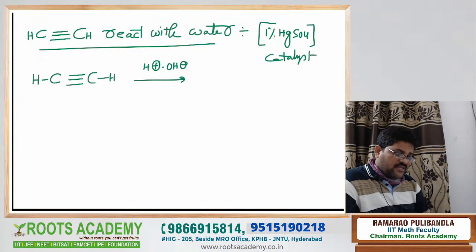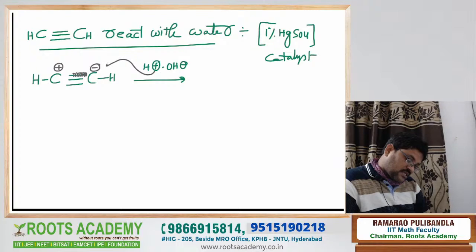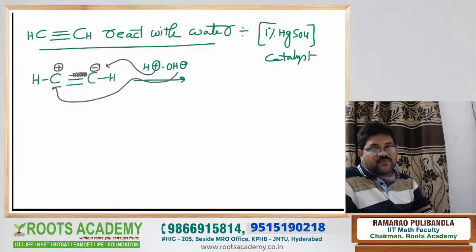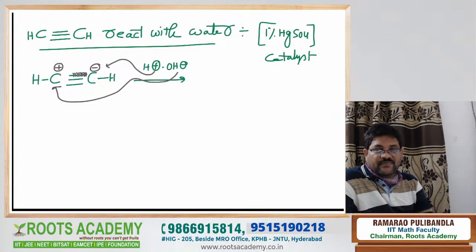Again, very simple logic. One of the pi bonds shifts like this, giving a negative charge here and a positive charge here. Now the H plus ion attacks the C minus and the OH minus ion attacks the C plus. See what I am writing on the board, you can practice like that. Understood? Clear?